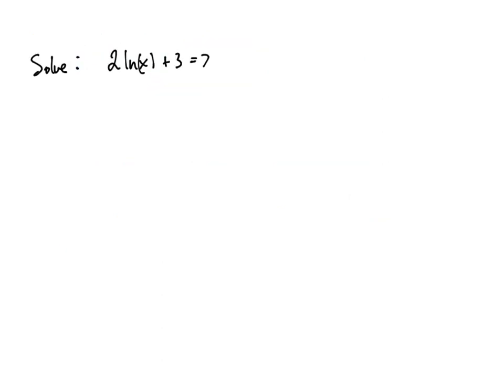Okay, so first up we have 2 ln of x plus 3 is equal to 7. So what we want to do is isolate the log expression. So what I'm going to do is I'll subtract 3 from both sides, and then we'll divide both sides by 2. So we have ln of x is equal to 2. And then from there, we've isolated the logarithmic expression. So from here, we're going to convert this into an exponential equation.